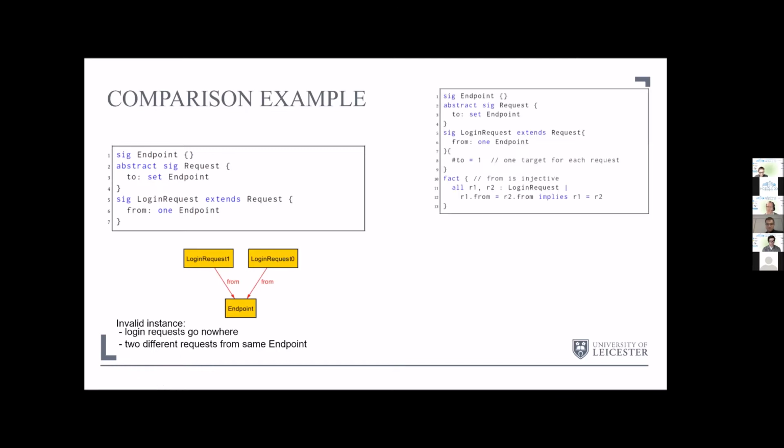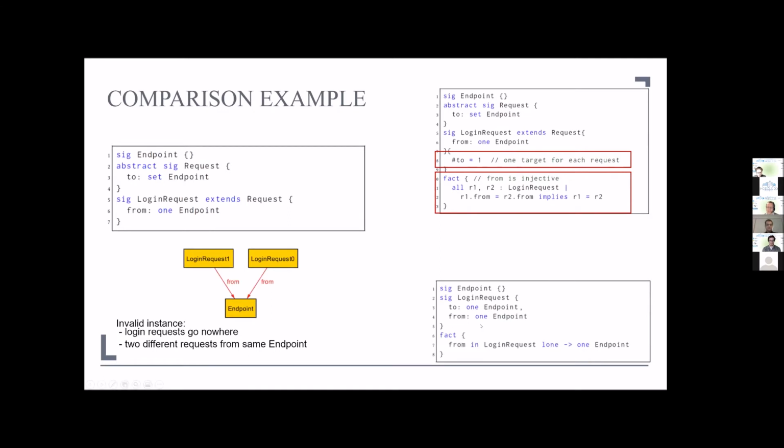So they create a new version of the model, this one. And there are some quite obvious syntactic changes. So we see here that an inline fact has been added where we set for login requests, we set the targets to exactly 1. And then there is another fact that says that this from is injective. So for all 2 login requests that we have, if they have the same source, then this means that they are the same request.